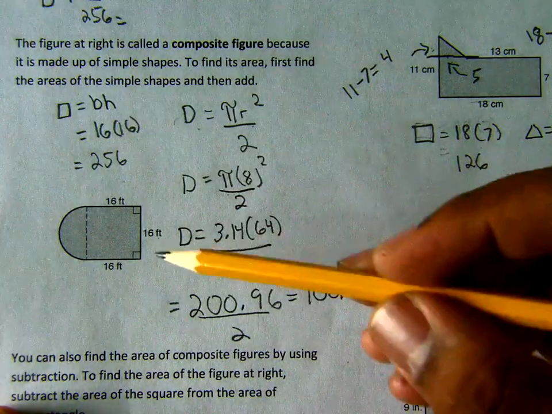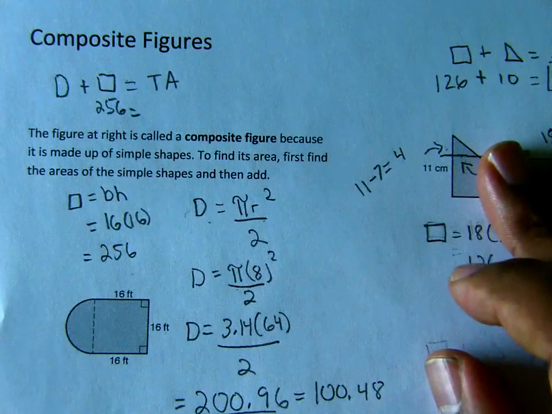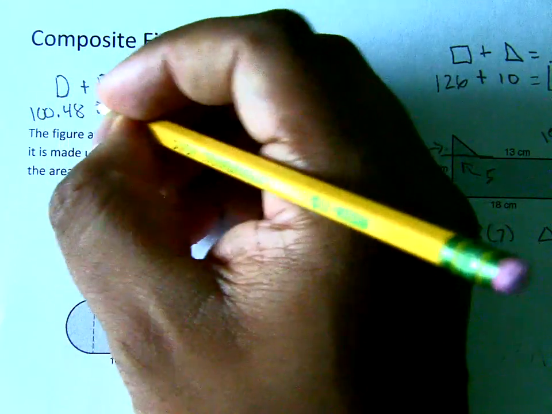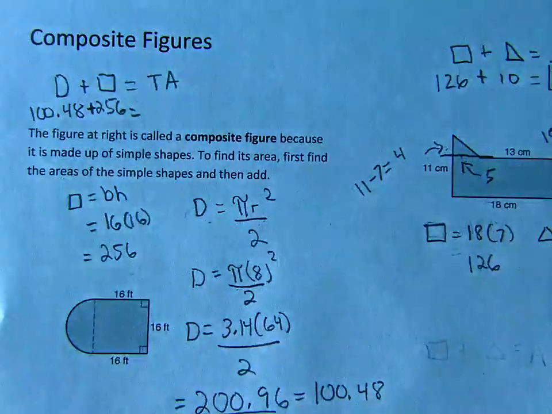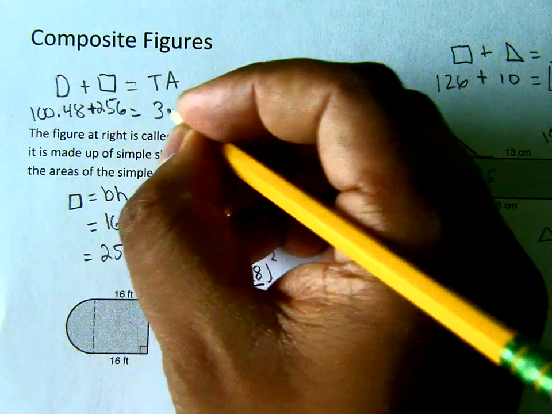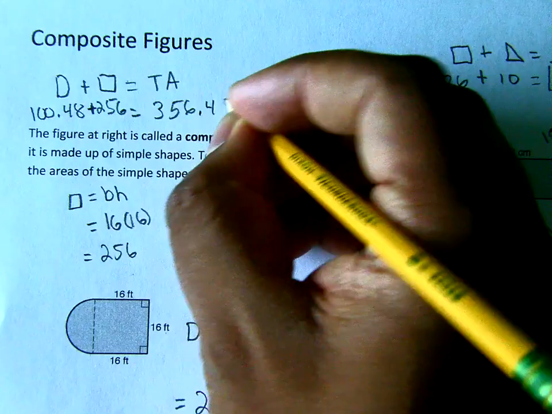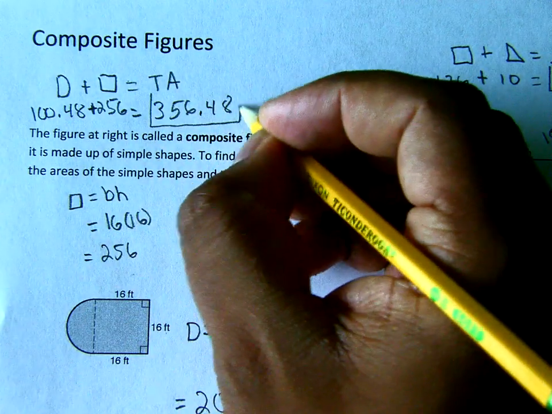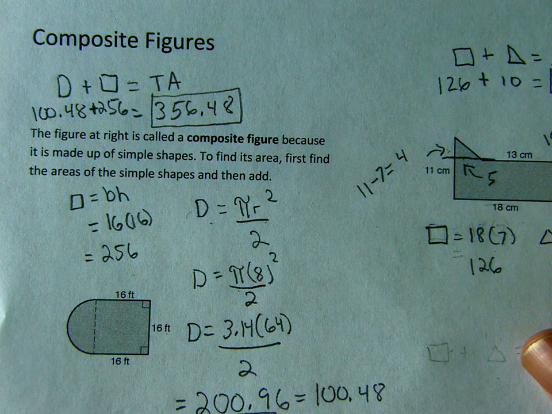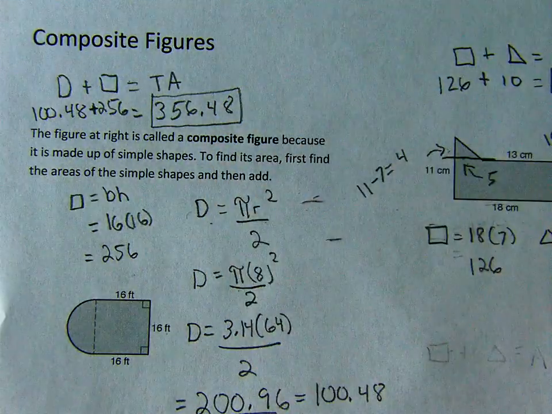All right, so now I have the area of the square and the area of half the circle, and I'm going to add them together. And when we add those two together, we'll have 356.48. Oh, if you round to the nearest tenth, it'd be 356.5.